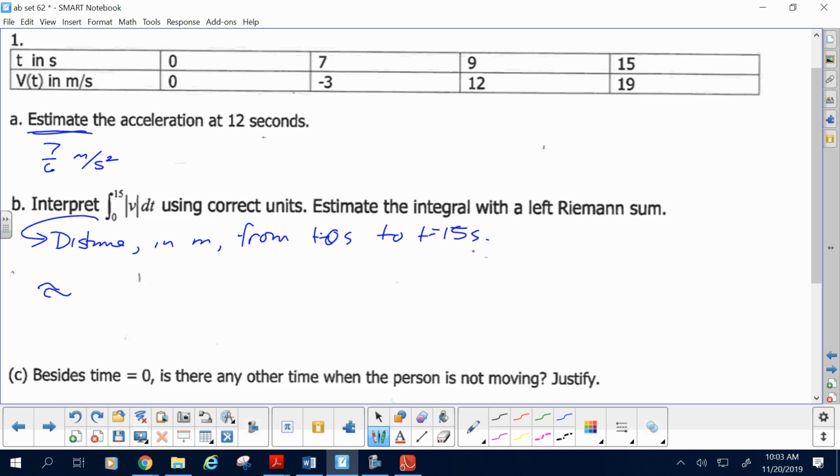Now if you got 66, it's because you integrated and you took velocities, not speeds. It is 7 minus 0 times the absolute value of v of 0, plus 9 minus 7 times the absolute value of v of 7, plus 15 minus 9 times the absolute value of v of 9.